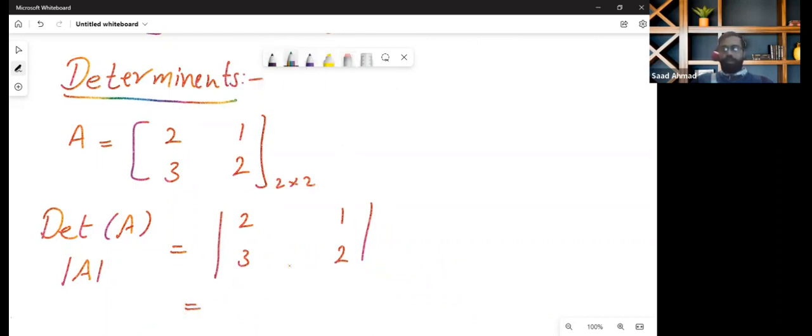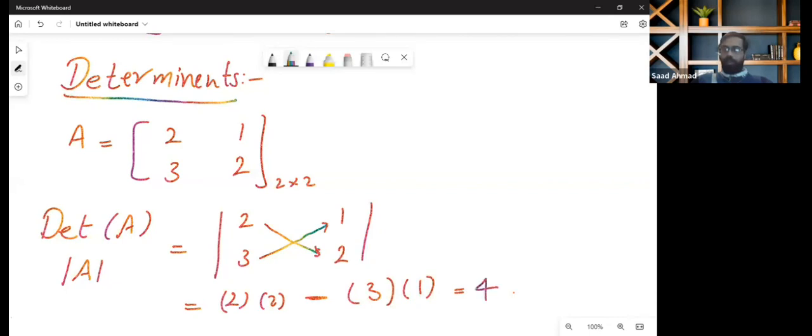This rule is only for 2 cross 2 ones. You multiply this one with this, 2 times 2, and then you put the minus sign in the formula, and then this times this, 3 times 1. So 2 times 2 is 4, minus 3, equals 1. So the determinant of the matrix A is 1, right?